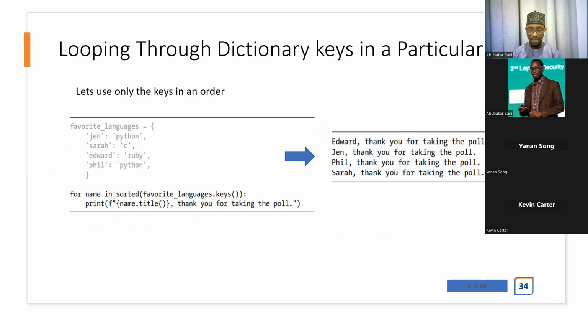All right, and if we want, we can do some sorting. We can sort so that we get things in alphabetical order, by increasing or alphabetically. So Edward will come first, then Jane will come second, Phil will come third, and then Sarah will come last. So we can do the sorting before we write them a message. Thank you for taking the poll.